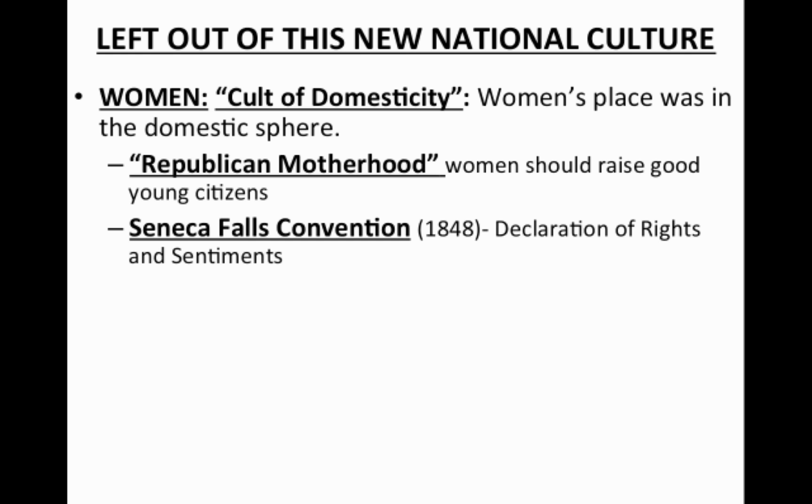And a big historic event takes place in 1848 when you have at Seneca Falls the Declaration of Rights and Sentiments, where women outline their grievances towards the country and demand full equal rights.